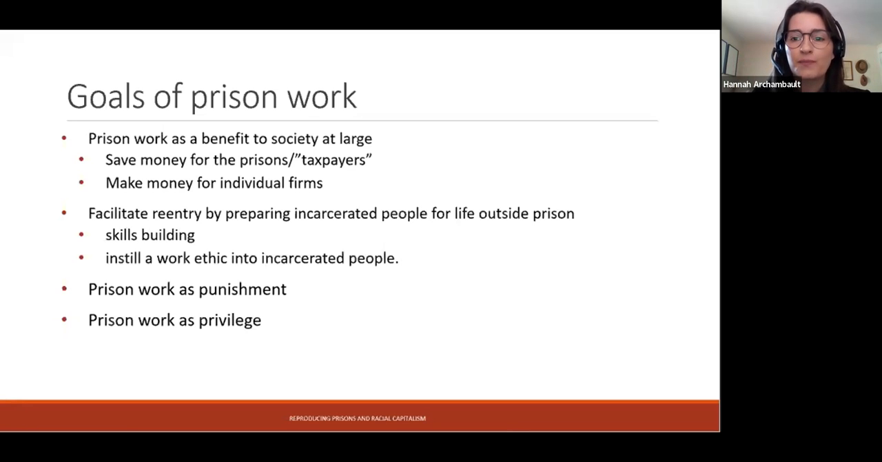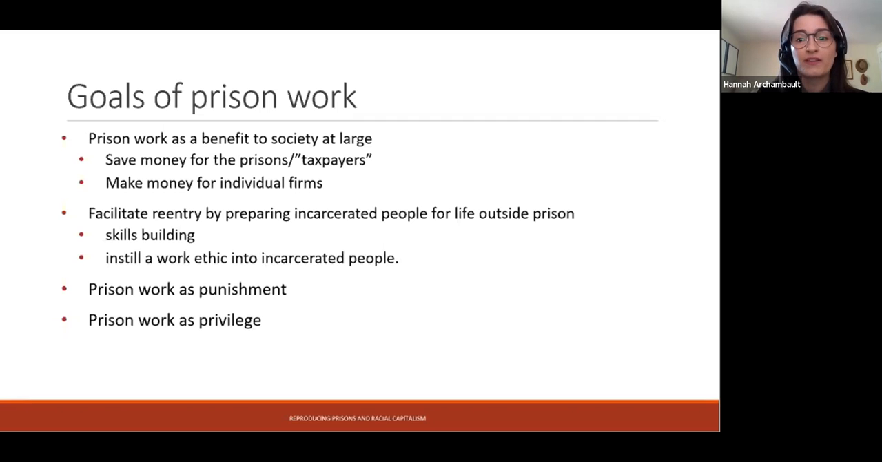This aspect is less in the rhetoric that comes from the prison apparatus and more disseminated to the public, more apparent in the marketing of prison workforces to private firms by prison administrators. And it's also emphasized by a lot of prison reformists and some abolitionists as well.